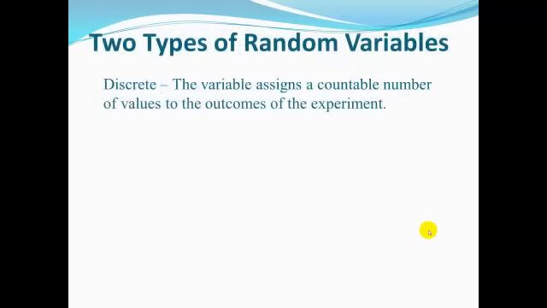Let's talk for a second about the different types of random variables, because there's two types. And the type of random variable is going to be dictated by the values that get assigned. The first type are called discrete. And the variable assigns a countable number of values to the outcome of an experiment.